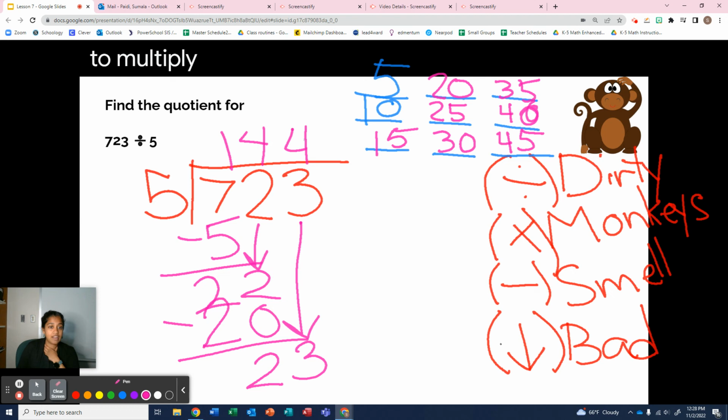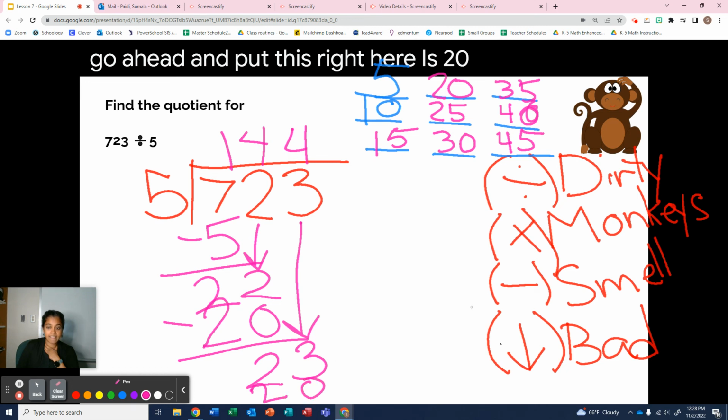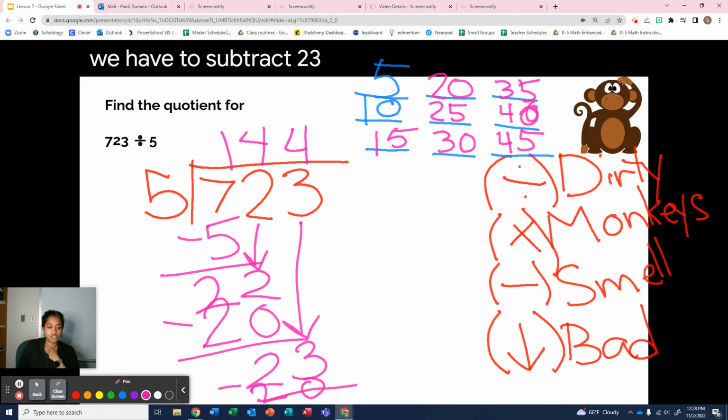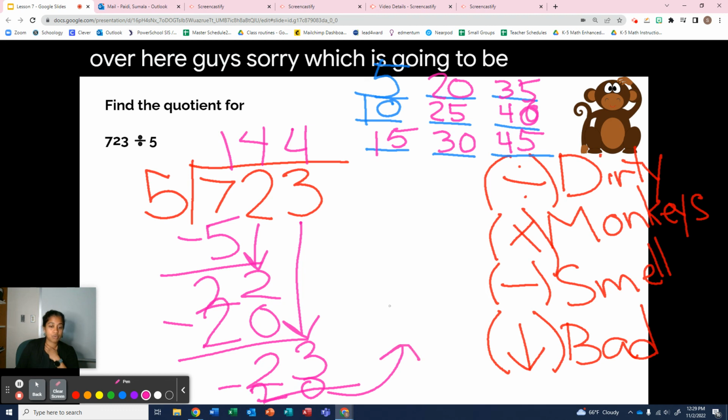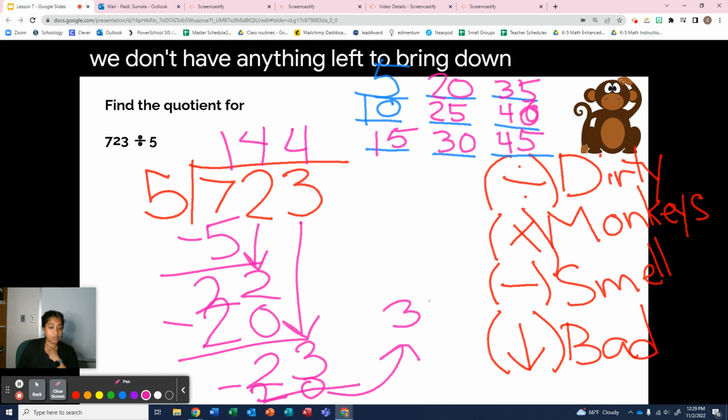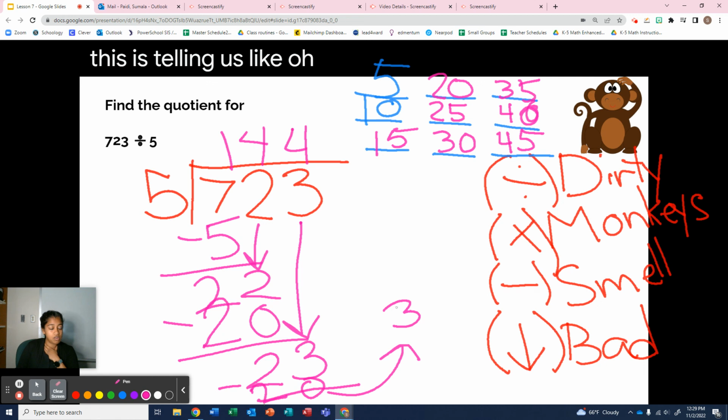Then we need to multiply 4 times 5, which is 20. I'm going to actually go ahead and put this right here. Is 20, right? And then we have to subtract 23 minus 20. And I'm going to write this over here, guys. Sorry. Which is going to be 3. Now, we don't have anything left to bring down, right? And so this is telling us, oh, this is my remainder. So we're going to go ahead and put that up here.